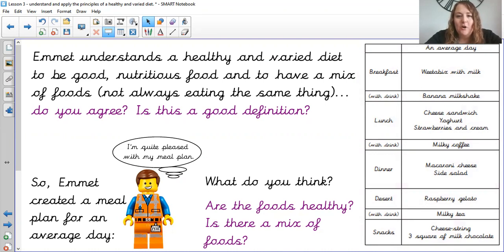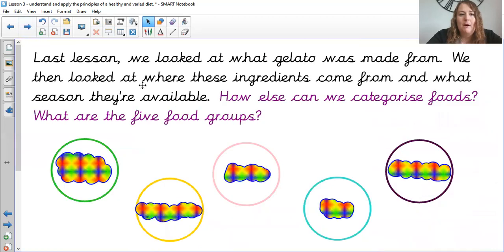And I can see a lot of dairy in his meal plan at the moment. Now dairy is good for you, good for children, good for adults, but it's about having that mix. So if he's got too much dairy, I wonder what other food groups he is missing. Okay, let's learn a little bit more about those food groups.